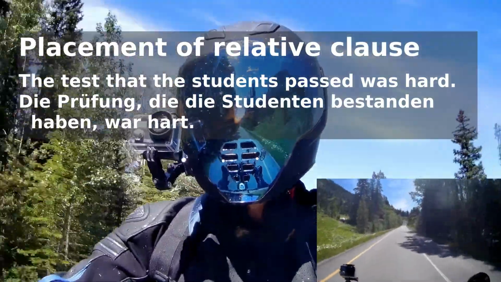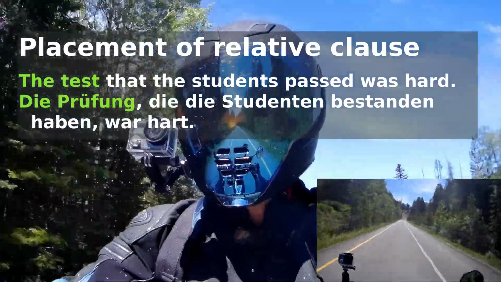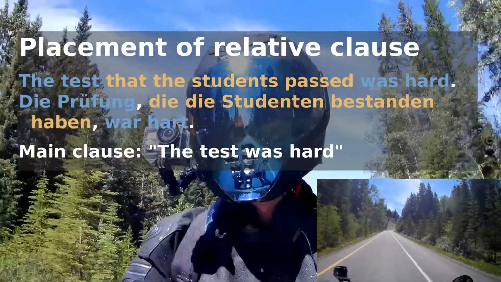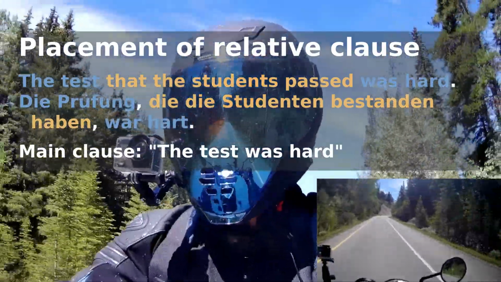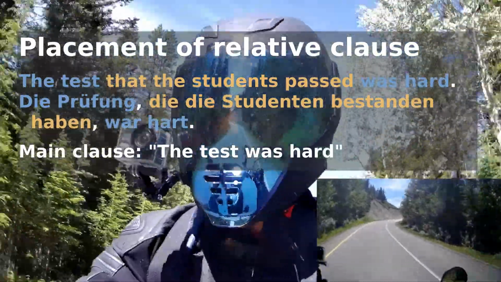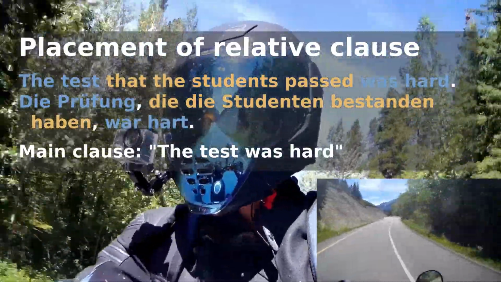The antecedent is the test, and it shows up in the middle of the main clause. So what we do is we split the main clause right down the middle, and we divide it into two chunks. And then the relative clause goes right in between those two chunks. This is kind of wonky, but it works the same in both languages.